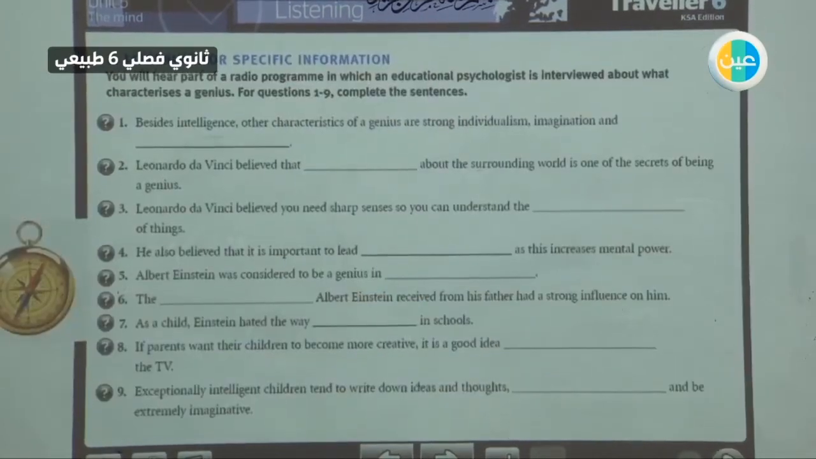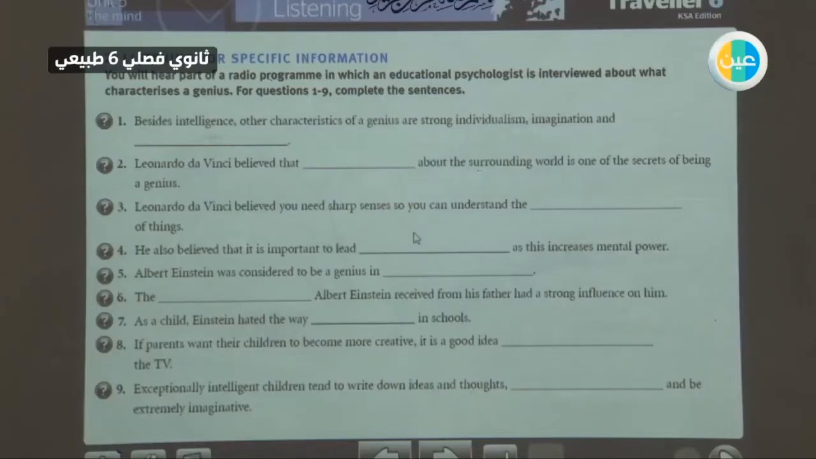Let's continue here. Here, you're going to listen for specific information, the same page. You will hear a part from a program in which an educational psychologist is interviewed about what characterizes a genius. For questions 1 to 9 here, complete these sentences. You will complete the sentences. So you will read the sentences first, then you will listen to the audio. So let's start with the audio itself. Okay, so let's start here on page 60.